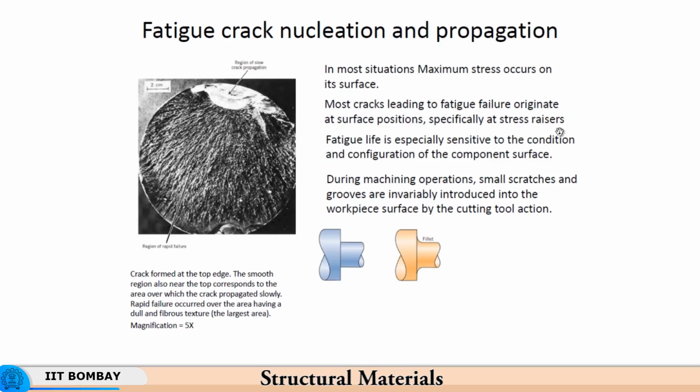So you can easily have these small scratches during machining operations, and in this case the crack is formed at the top edge. The smooth region near the top corresponds to the area over which the crack propagated very slowly, being arrested from time to time. And this is the region of fast fracture, where the crack dissipated all the energy in different directions, and the rapid failure shows up as the dull and fibrous texture.